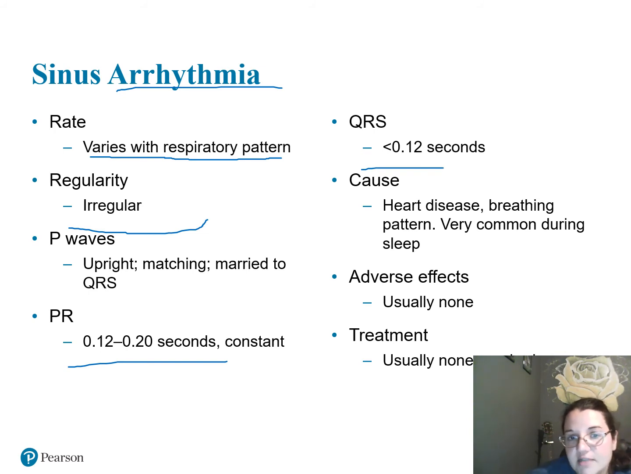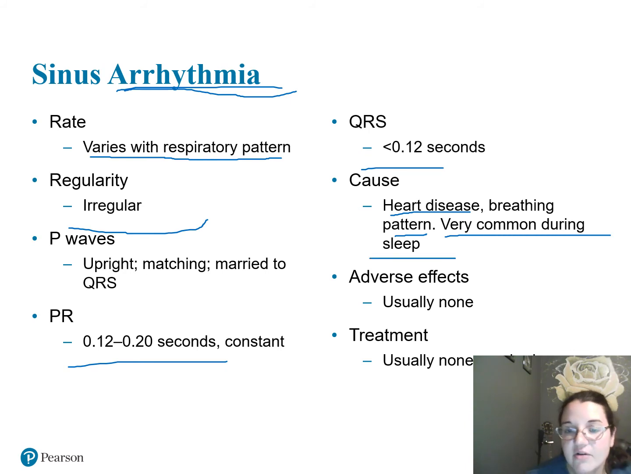But what can cause me to have an irregular arrhythmia? Heart disease and breathing, and it is calming during sleep. So you can have a national test question that asks what type of rhythm is normally seen during sleep, or in somebody who might have a heavy breathing pattern. That's going to be your sinus arrhythmia. Do we have any effects on the heart? Not this time. So notice we do not have decreased cardiac output. And is there a treatment? Not this time.